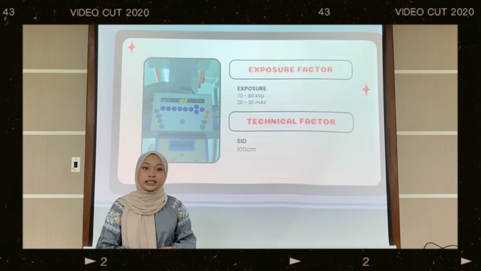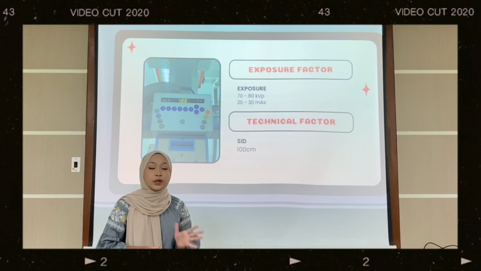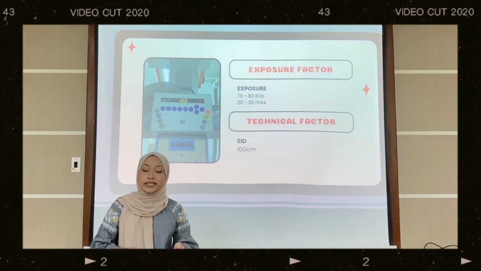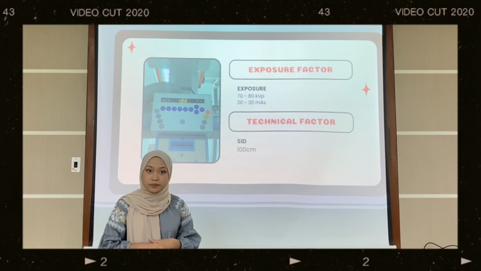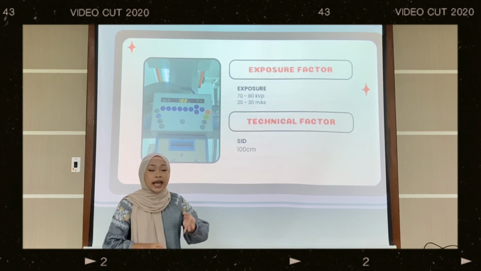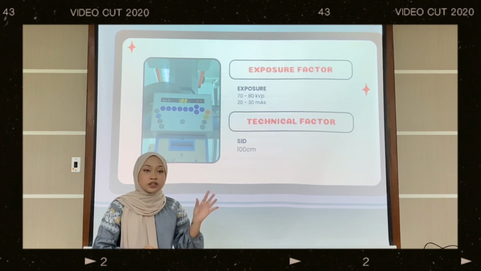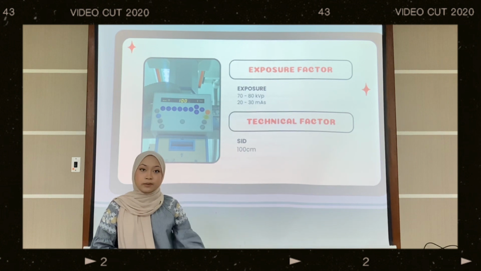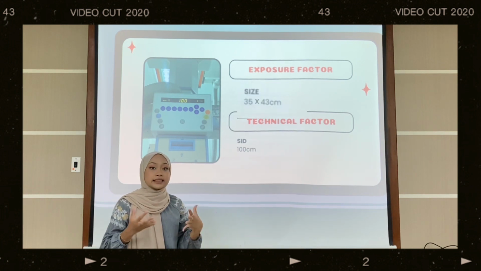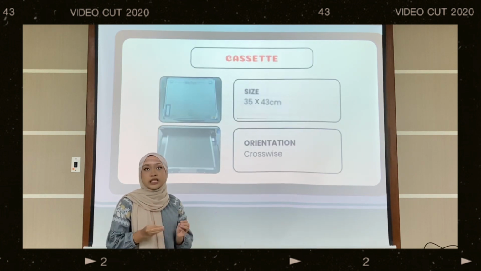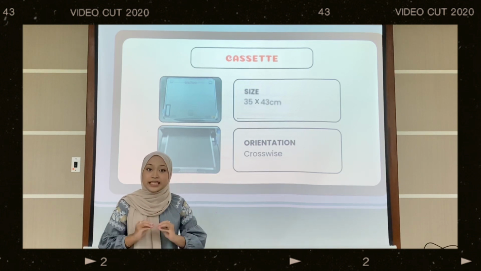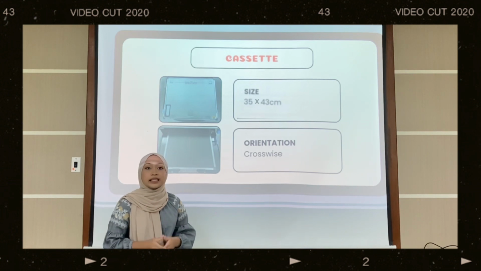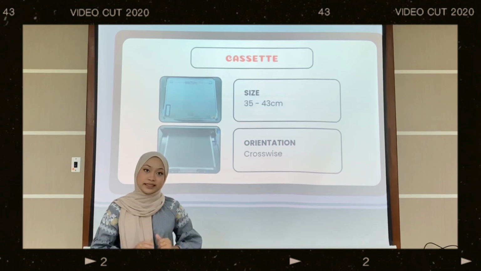For the exposure factor, the optimal exposure is 70 to 80 kVp and 20 to 30 mAs. The values of these two depend on the size of the patient's body. And for the technical factor, the SID, or source image distance, which is the distance from the X-ray tube to the image receptor, is 100 cm, and the cassette size we use for this projection, the antero-posterior pelvis projection, is 35 cm by 43 cm, and the orientation of the cassette is crosswise.